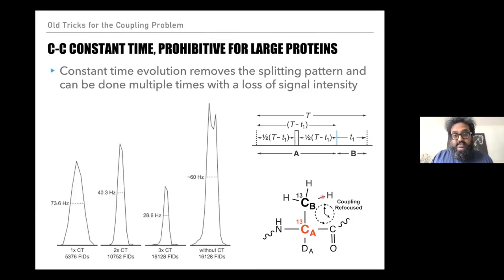One of the things you can attempt is a constant time evolution of the C alpha. But for the resolution that we are talking about, in about single Hertz, you need to acquire up to 3 or 4 constant times, about 90 to 100 milliseconds of evolution. And there you can see that even for a very small protein like GB1, you gain resolution, but you lose intensity. And this is for about 3 constant times. And this wouldn't even work for GB1, so for ubiquitin, if you want to scale up. So the constant time approach is not a viable solution.